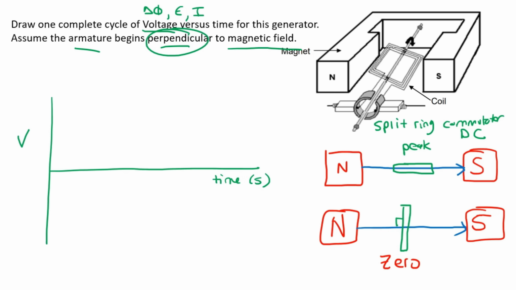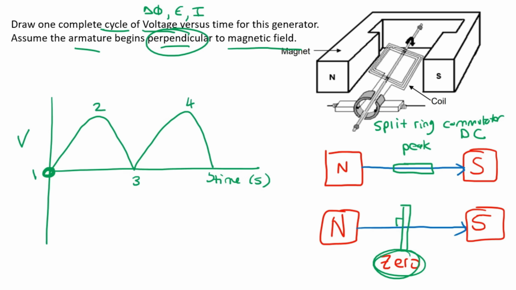So perpendicular means we're going to start at a 0. Then we're just going to do one cycle, which means you need 5 points, and it's for a DC. So remember, DC is just going to go like this, like that. 1, 2, 3, 4, 5. That's it. That's literally how we would do it.